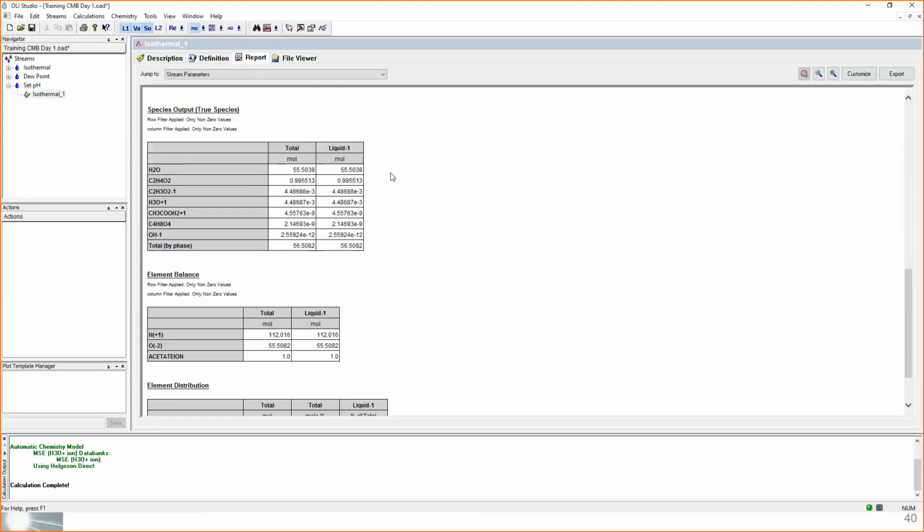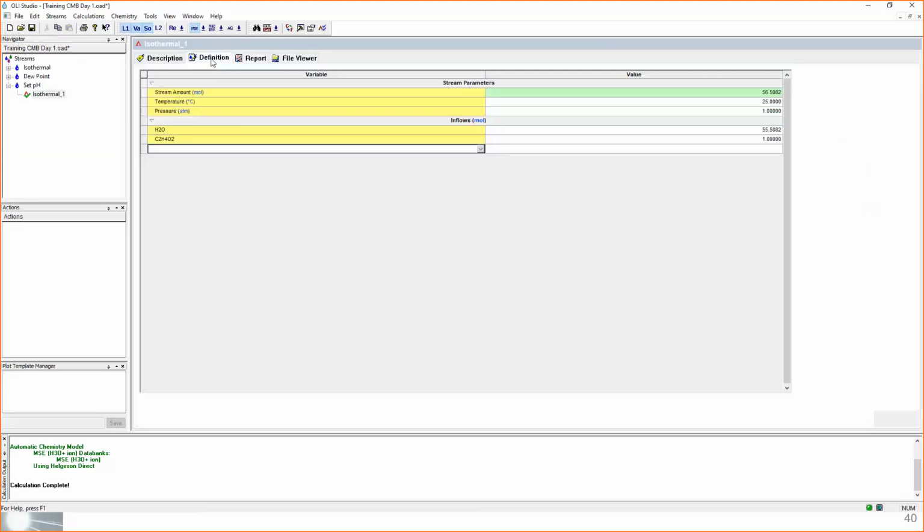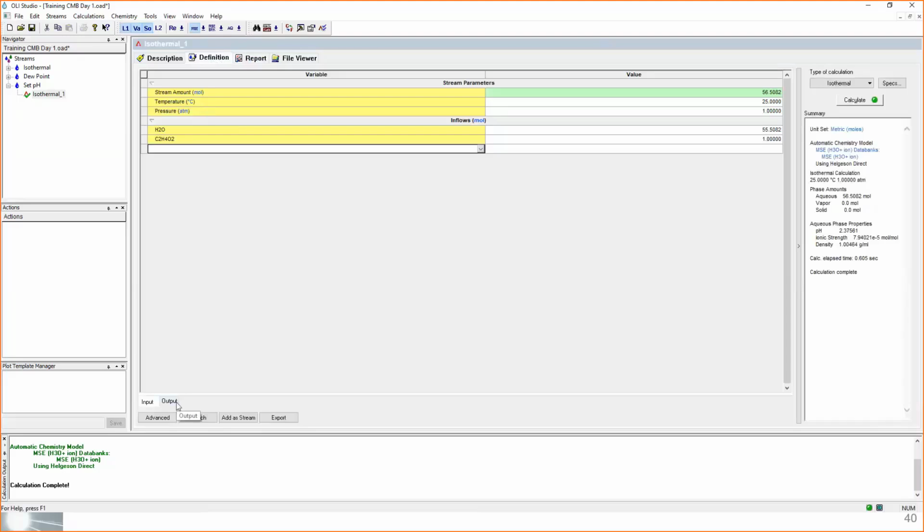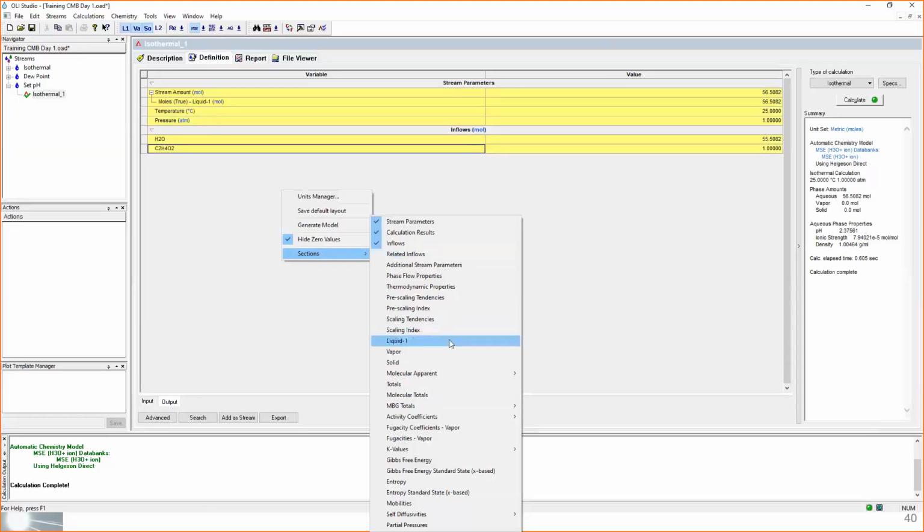Okay, so in here you'll see this is the acetic acid. Now maybe let's go back to definition and go to the output tab instead, because it's easier for us to follow the names. So let's go to output. Make sure that you select the output tab, you're not in the input. Right click on the gray area, select sections, and then go to liquid 1.